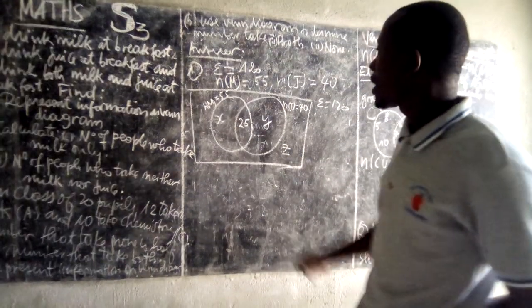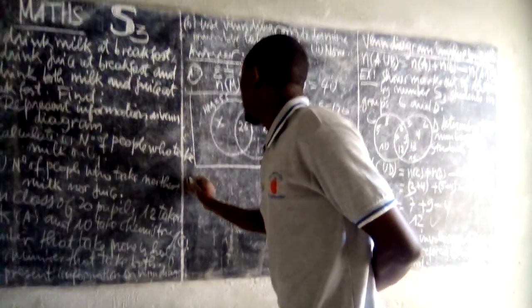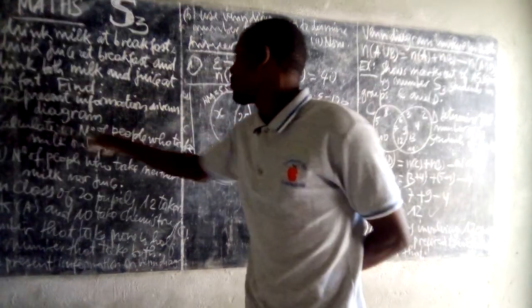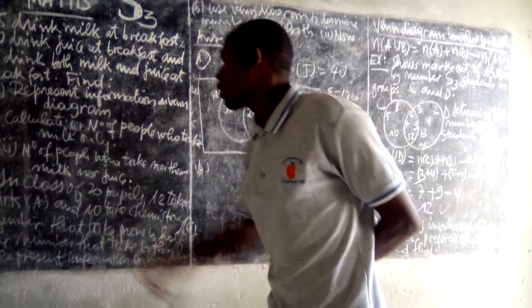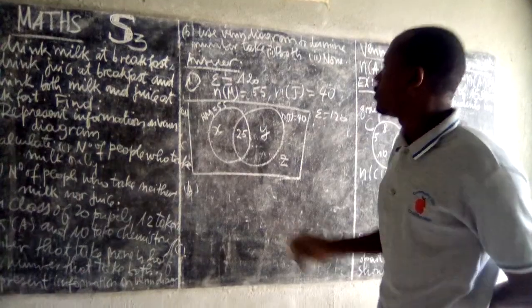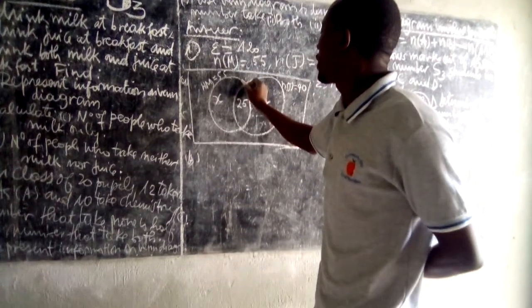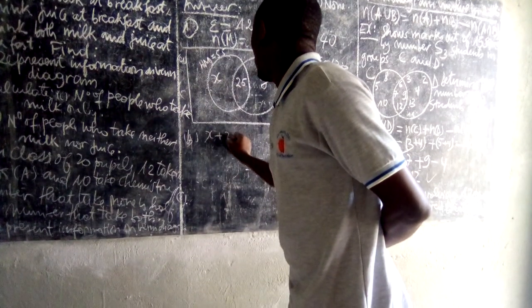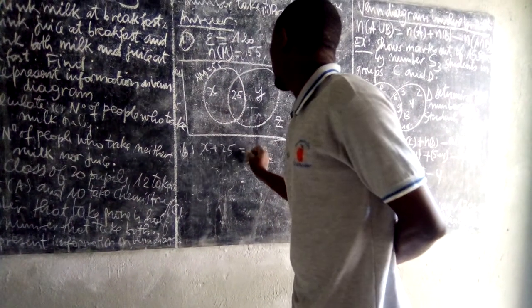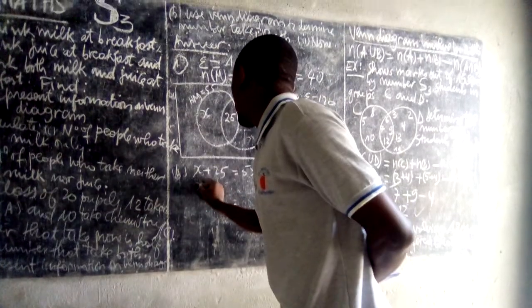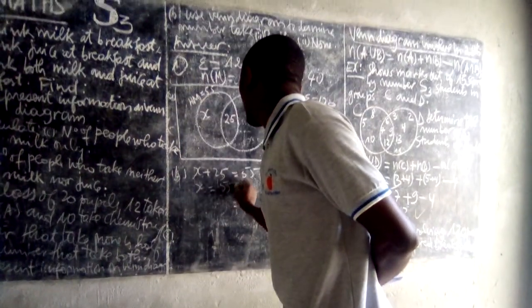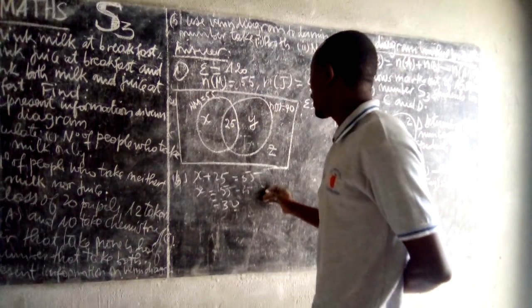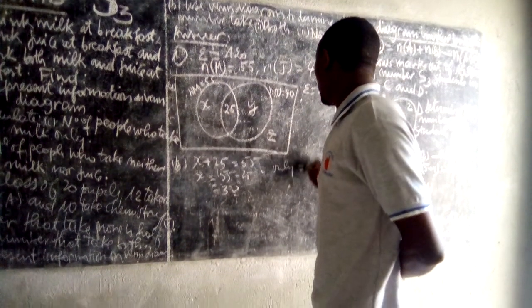Okay. Let us, this is B, where this is A. B is number of people who take milk only. To find milk only, this whole set of milk is equal to this one. It means that x positive 25 equal to 55. This is equal to 55 negative 25 equal to 30. The people who take milk only is 30.